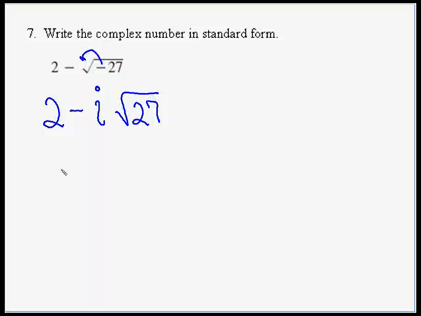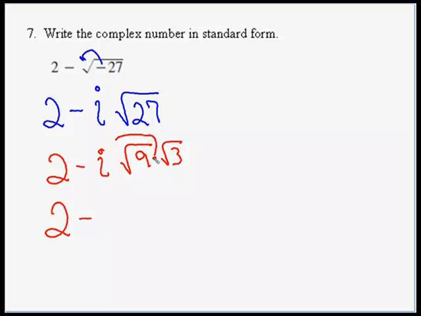What perfect square is hidden in 27? Well, 27 is 9 times 3. And we can break that up into separate radicals. So we have 2 minus. This 9 is a perfect square. The square root of 9 is 3, so we're going to have 3i. And then we have a 3 trapped under the square root.